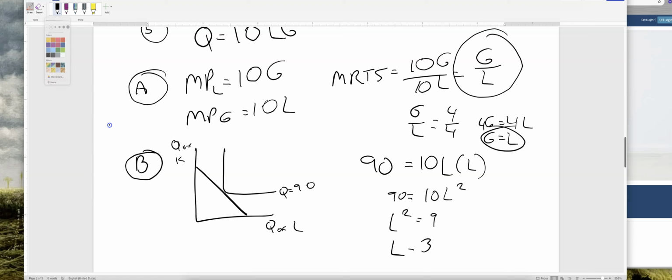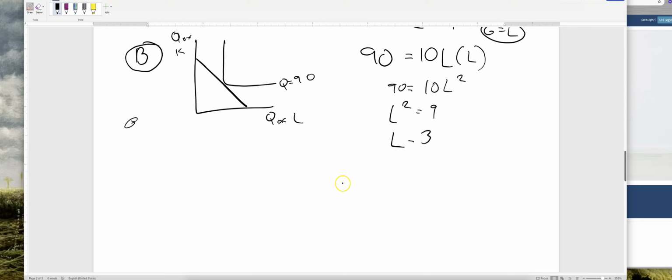So then, okay, we know L equals 3. And as a consequence, G must also equal 3. So this would be 3 and 3. There we go. We've drawn our picture.